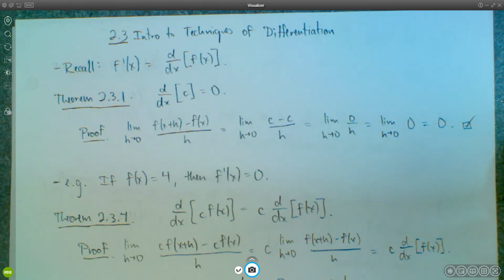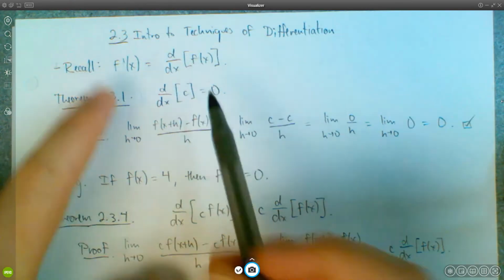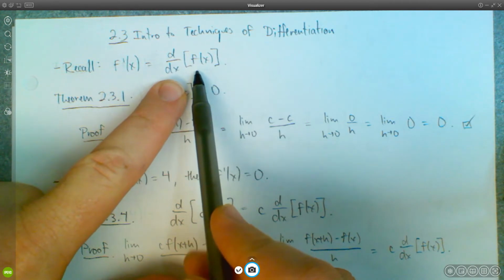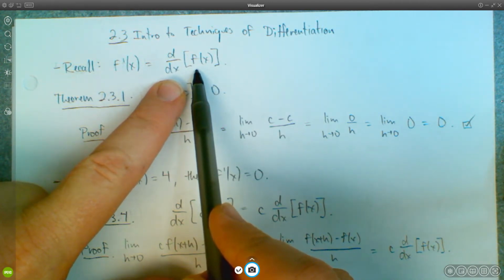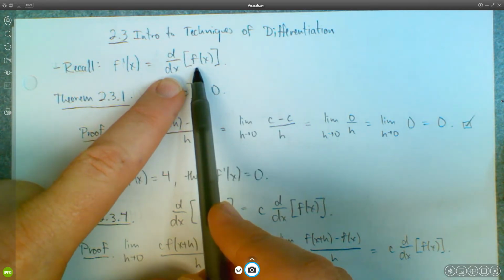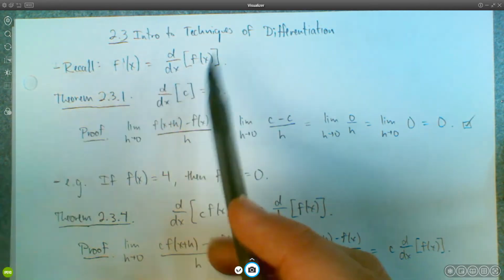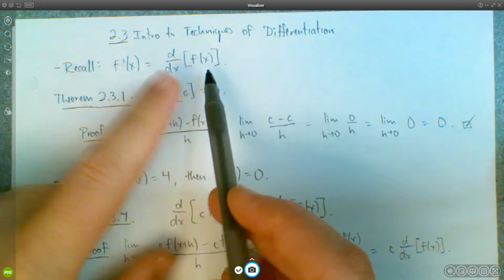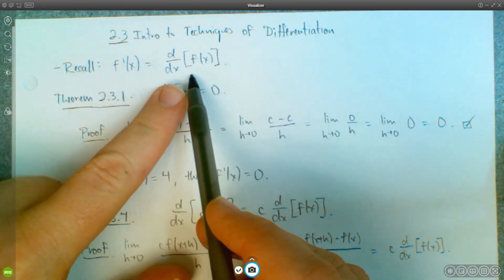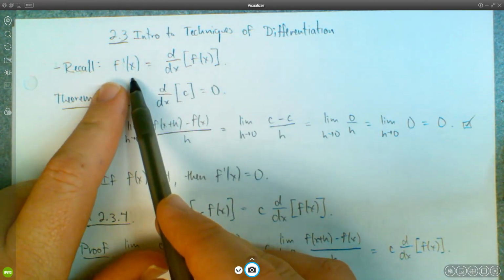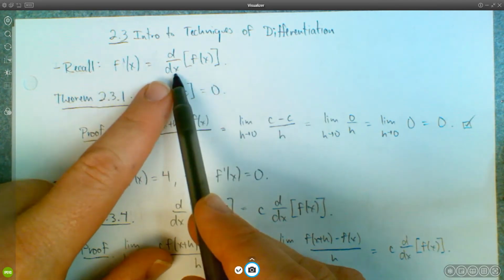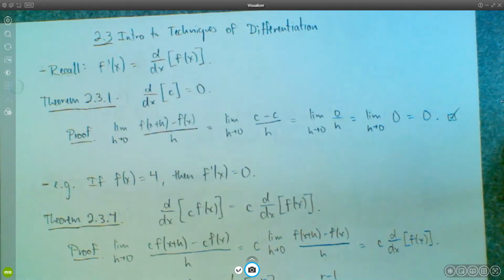So, here we go. First of all, I'm going to be using this notation in the statements of each of these theorems. That's just because this is the way that your book notates it, and I don't want to confuse you by giving you a different notation than what they're using. But just recall that this means the same thing as f prime of x, right? So this is just the derivative of f of x, okay?